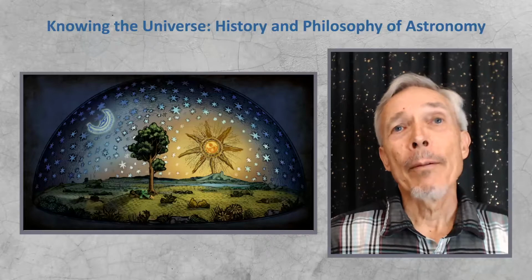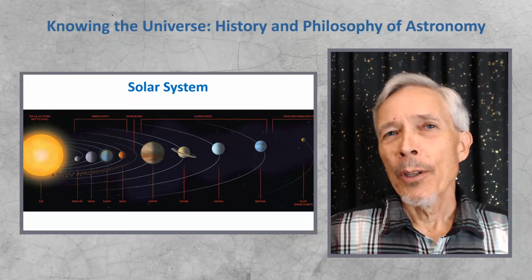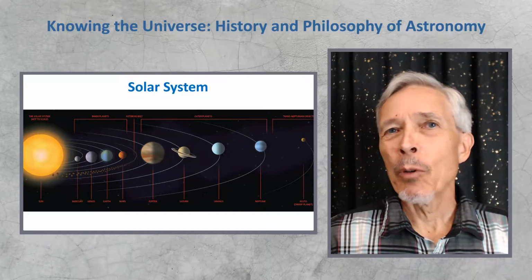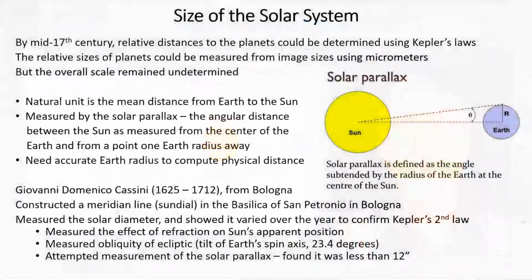Now let's talk about mapping the solar system, the set of planets. Of course, the three outermost planets in this diagram were not known at this time. The size of the solar system was an important goal for astronomy in the 17th century.